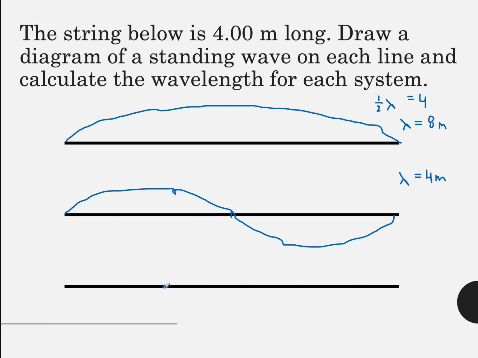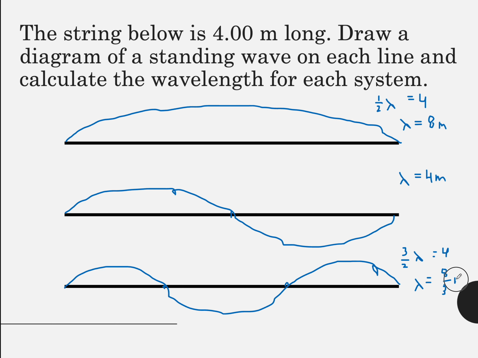And then finally, the last one, again, just a couple guide points for myself. Up, down, back around, back around. In this case, this is 3/2 or 1.5 wavelengths is equal to the 4 meters. And so in this case, what's the wavelength? Well, multiplying both sides by 2 and then dividing by 3, I'll leave it as a fraction, 8/3 of a meter.